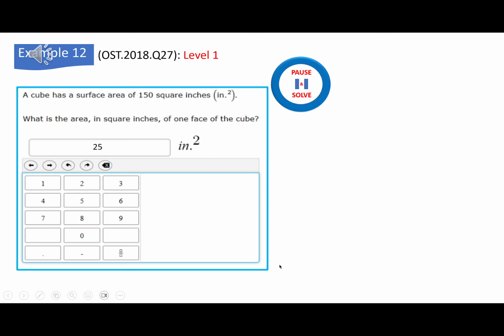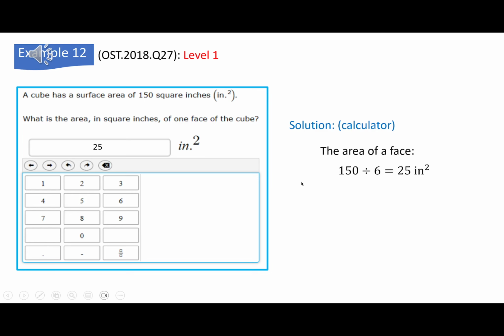Example 12. A cube has a surface area of 150 square inches. What is the area in square inches of one face? We just did something similar. We divide by 6.